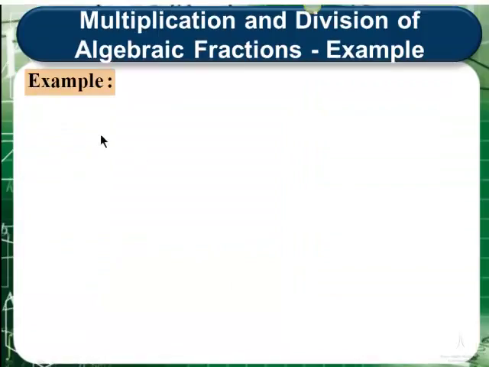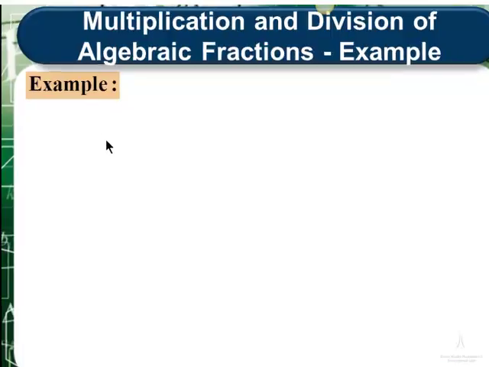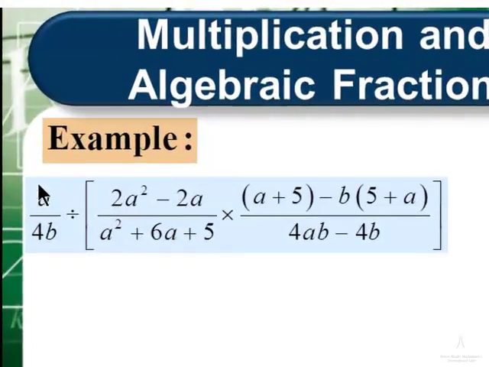Let us have a look at the second example of division of algebraic fractions. In this case, we have an expression a divided by 4b, an algebraic fraction, divided by the product of two algebraic fractions as a unit, indicated by the square brackets that we have here. How do we handle this?